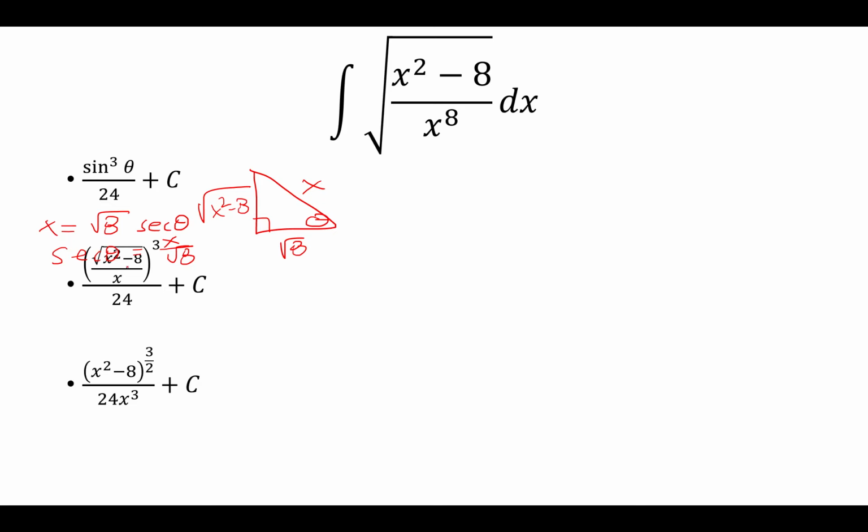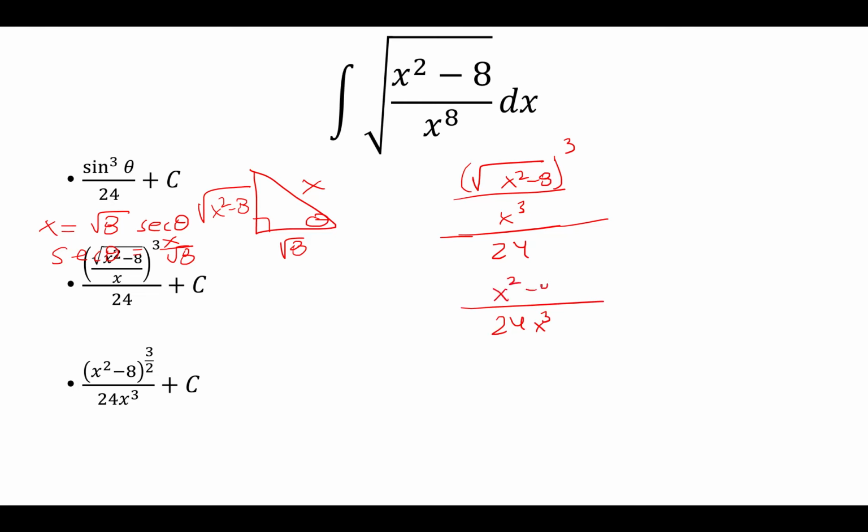And then here we can break this up further. So we have x squared minus 8 cubed over x cubed over 24. So the 24 and the x cubed will go on the bottom. And then x squared minus 8, we do the square root and the cube of that. So that's just x squared minus 8 to the 3/2 power, and then plus c.